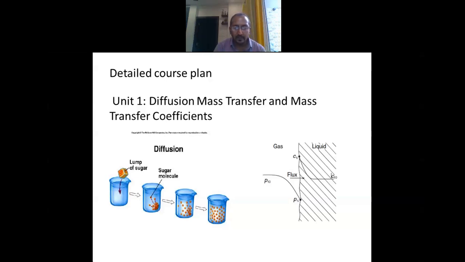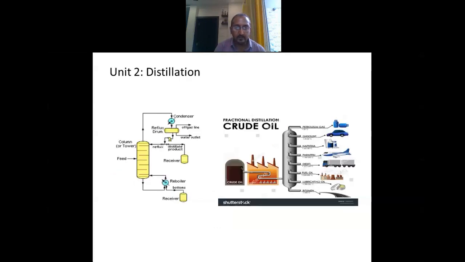And mass transfer coefficient applies when there is diffusion or mass transfer between two phases. The boundary film around these two phases will cause resistance to mass transfer. So knowing this resistance, or this mass transfer coefficient, we will know how fast or slow our rate of mass transfer will be. This we are going to study in detail.